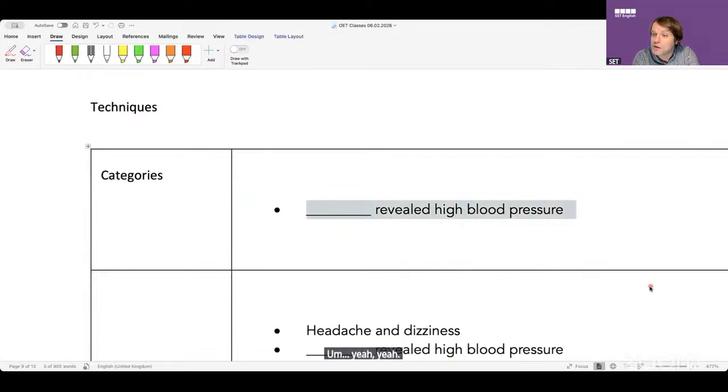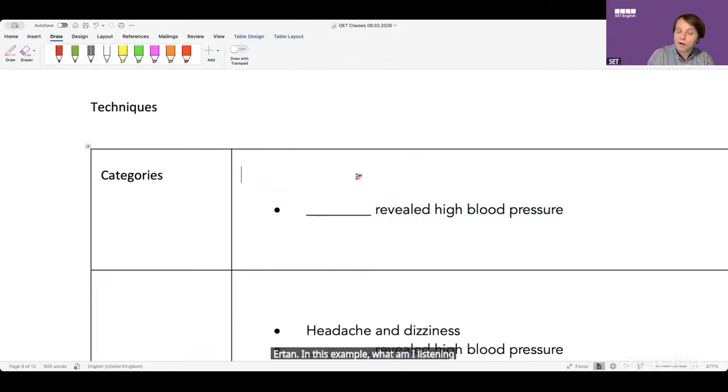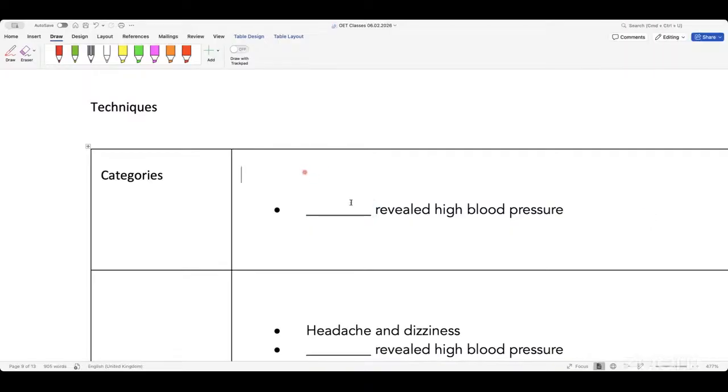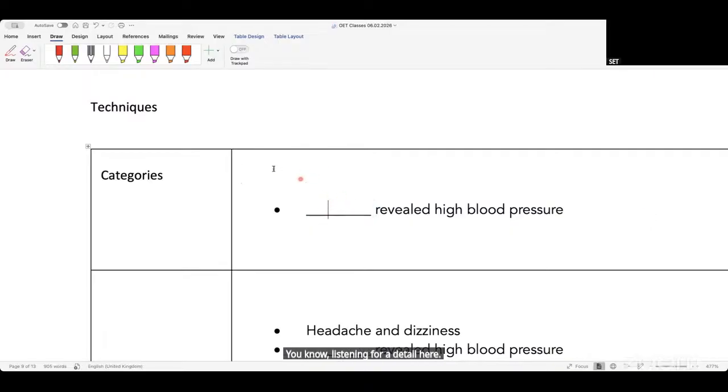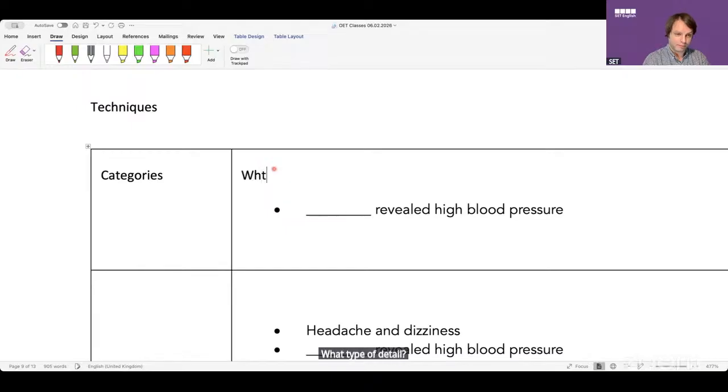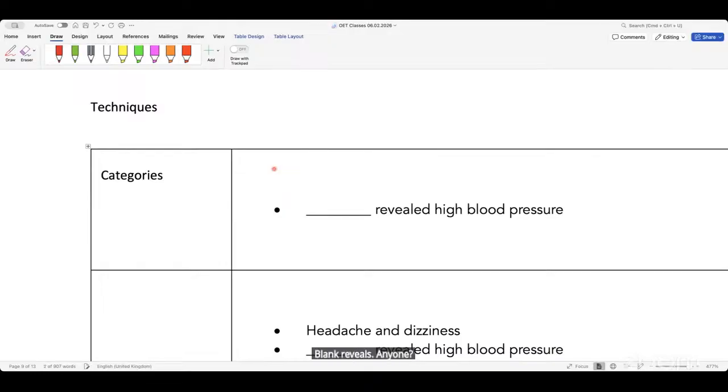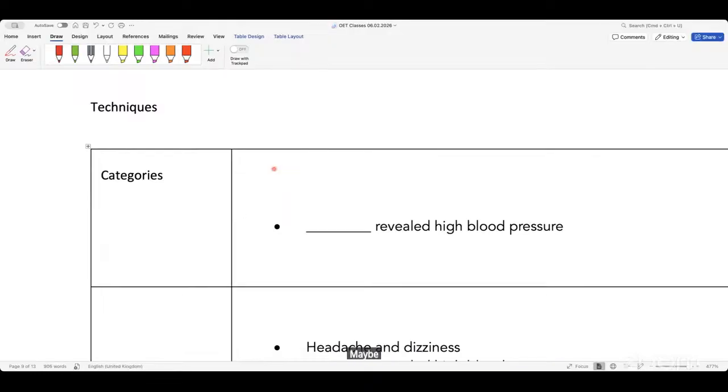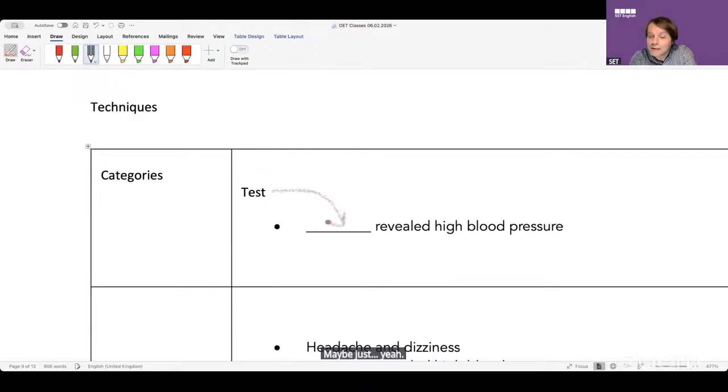Yaya, patience. Ertan, in this example, what am I listening for? You're listening for a detail here. What type of detail? Blank revealed. Anyone? Test. Maybe test. Yeah. Investigation. Investigations, right? So that's it.